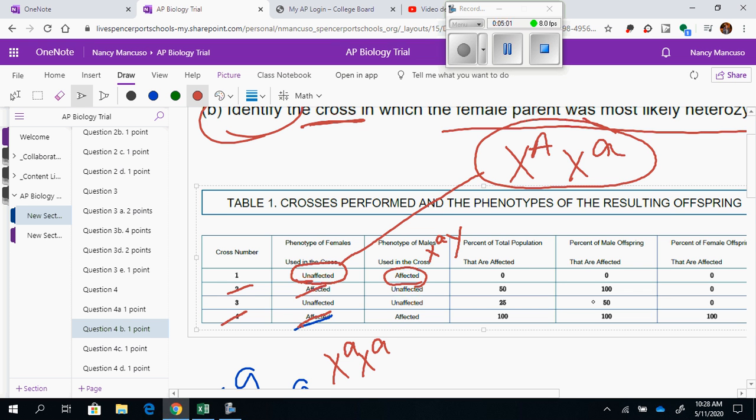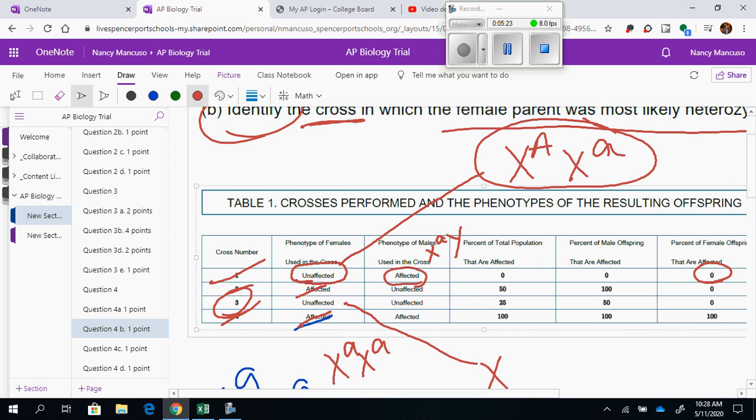And I would expect then that half of the daughters are going to have the trait. So I go over here to the females and none of the females are getting that trait. So that's not possible. So it can't be cross number 1. So my answer is cross 3. So let's look at it.